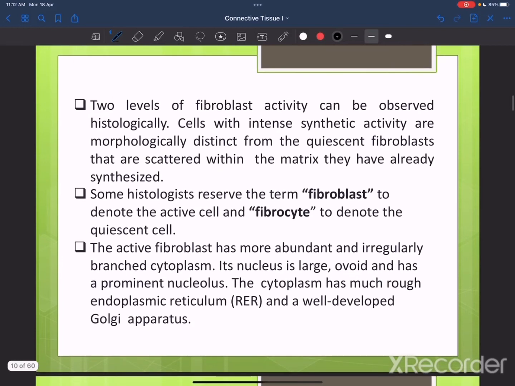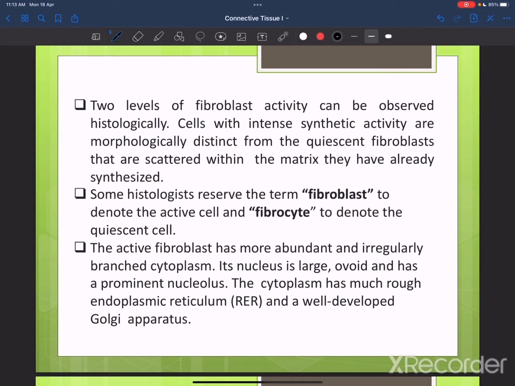Two levels of fibroblast activity can be observed histologically. Cells with intense synthetic activity are morphologically distinct from the quiescent fibroblasts that are scattered within the matrix. Active form here, inactive form here. The active form is the fibroblast cell, and the inactive one is the fibrocyte cell. So the histologists reserve the term fibroblast to denote the active cell, which is larger, with the cytoplasm filled with active Golgi complexes and rough endoplasmic reticulum, and the fibrocyte, which is a smaller and thinner type of cell.